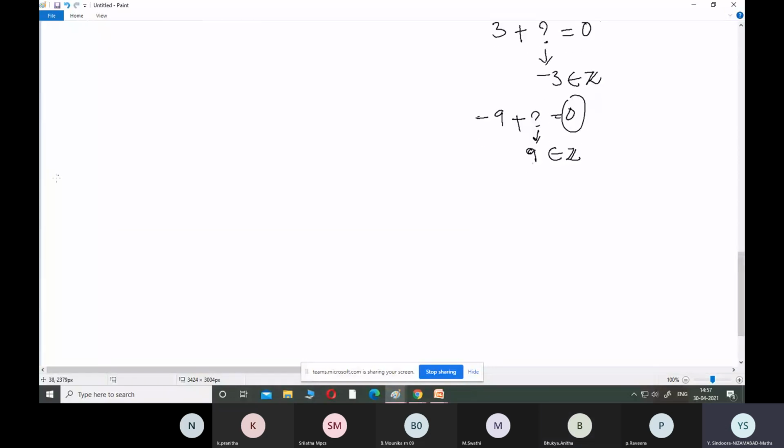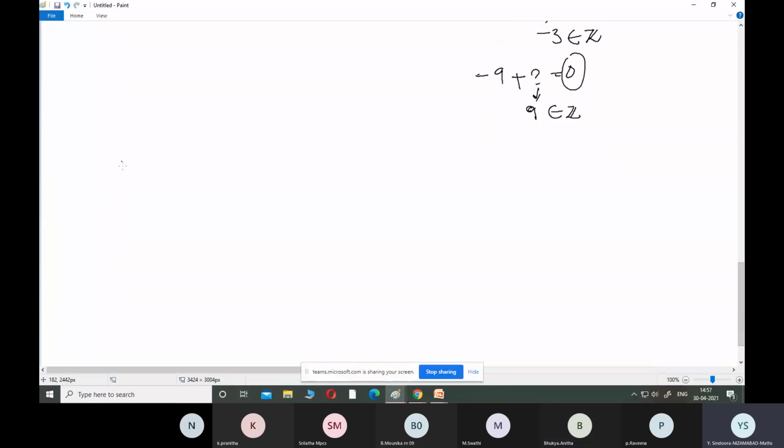Okay, right. Now let me define integer modulo n. So what is integer modulo n? It is denoted with Zn. What are all the elements of Zn? It is 0, 1, 2, and so on up to n minus 1. This is called integer modulo n.